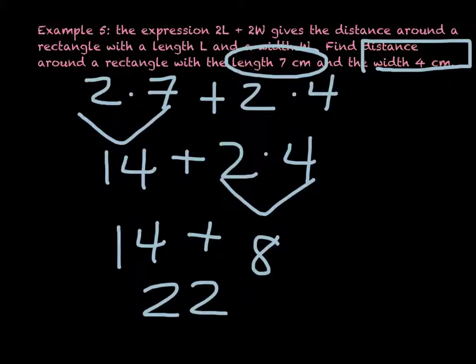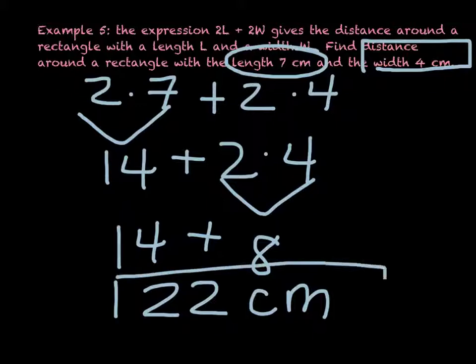Now I need to go back. This is a word problem. I need to think about what my units would be. I'm looking at the distance around a rectangle. So distance is going to be some sort of distance measurement. This particular problem talked about centimeters. So I will have 22 centimeters as my answer for the distance around a rectangle.